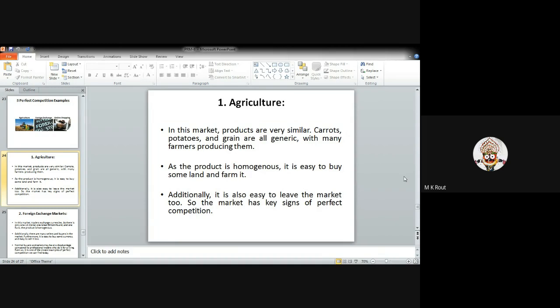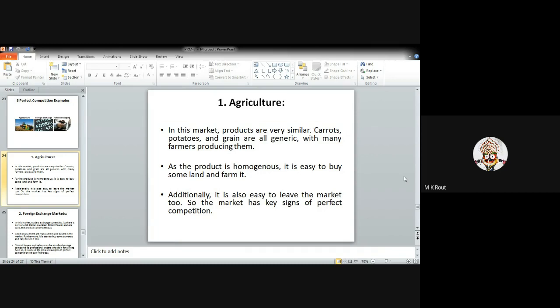But the thing is that the company will never go for purchase of land or farming, or in case of more number of farming areas. The next is, additionally, it will be easy for leaving the market. So the market has the sign of perfect competition. So this is all about agriculture.